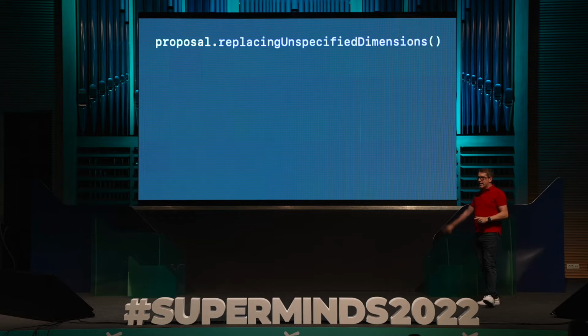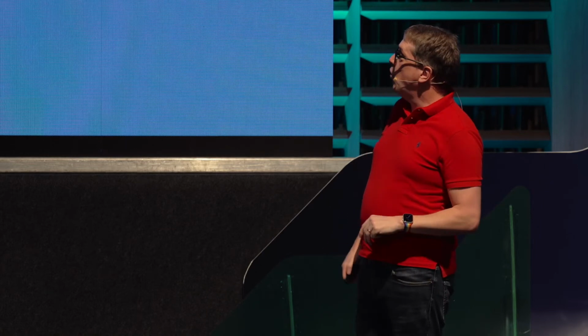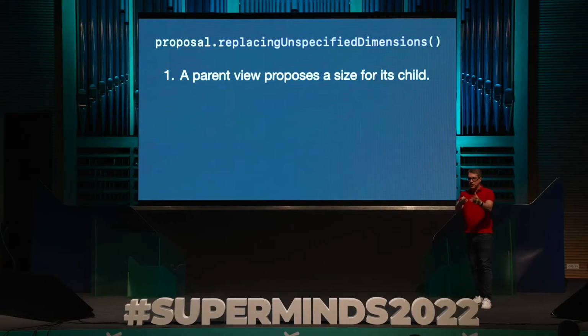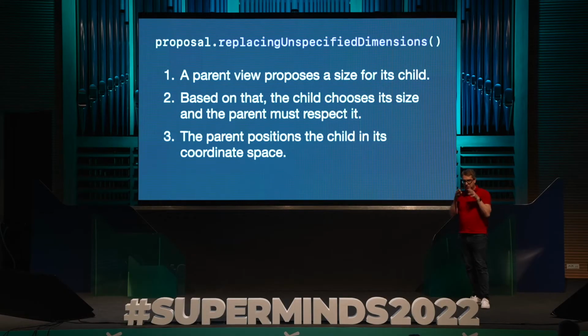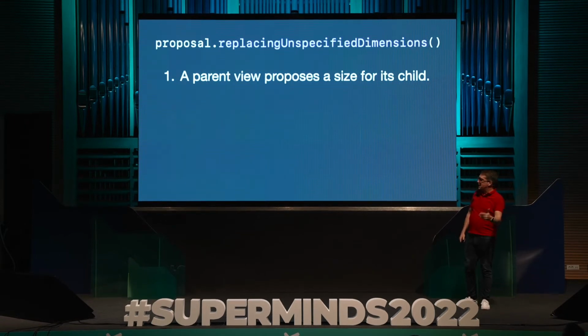Now, to understand what it's doing, I want to go back again to the beginning of SwiftUI, to the 3-step layout process of SwiftUI. Step 1, the parent proposes a size for its child. Step 2, based on that proposal, the child then chooses its own size, and the parent must honor that. Bigger, smaller, has to obey what the child says. And third, the parent then positions the child in its coordinate space somehow. Now, what we're saying here is, this is actually in step 1.